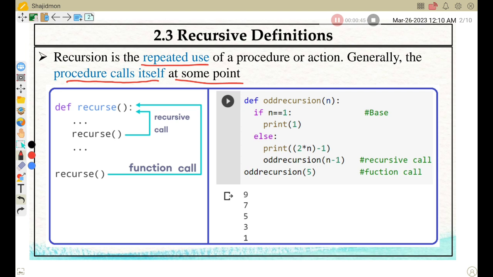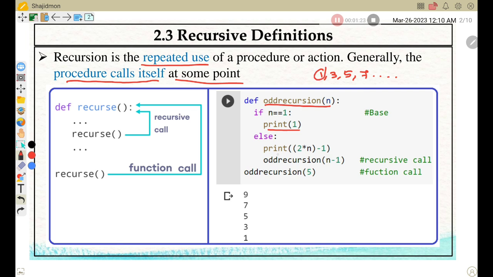See, for example, here one Python code is given for writing the first n odd numbers, odd recursion of n. That means we need to write the first n odd numbers. You know what the odd numbers are, correct? 1, 3, 5, 7, like this. So odd recursion n means the first n odd numbers. For example, if n equals 1, that means the first odd number. What will it print? It prints 1, because 1 is the first odd number, correct?